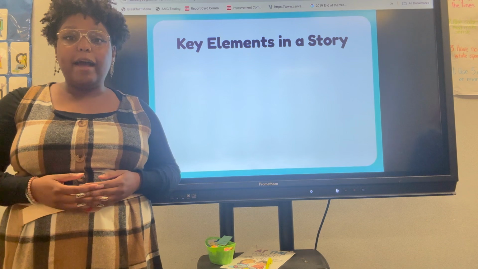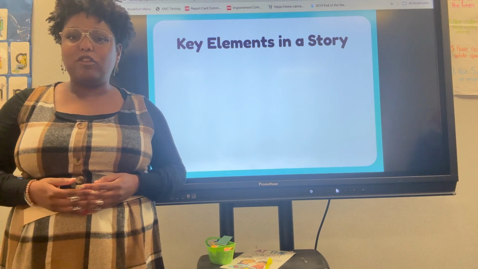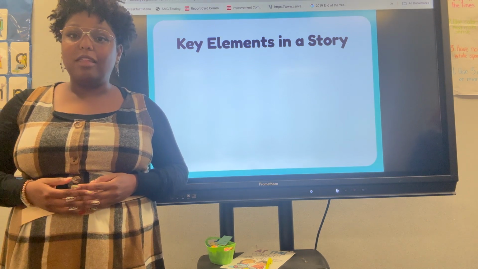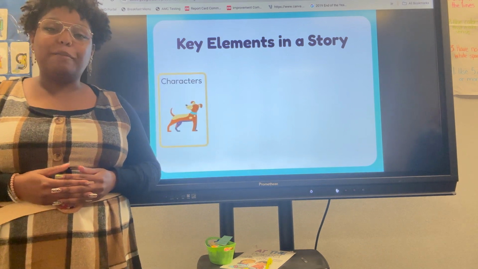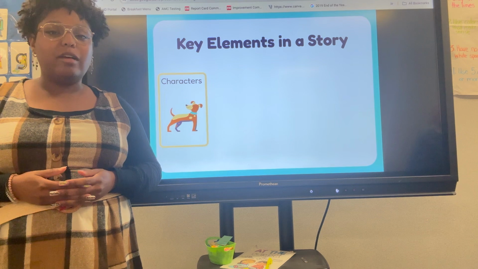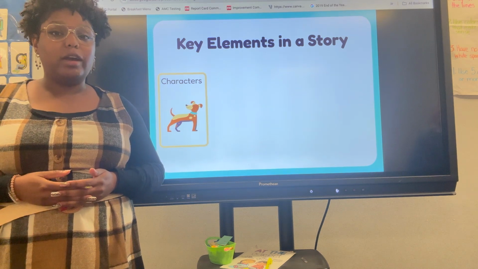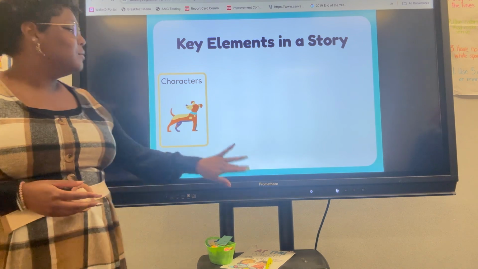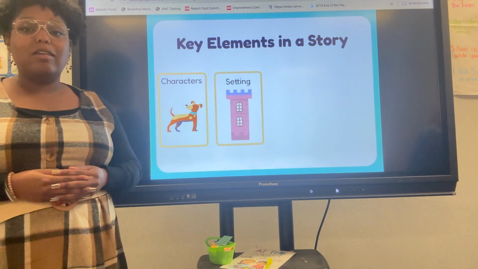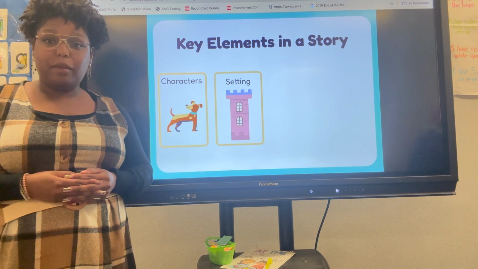There are 4 key elements in the story that we have to remember. The first one is the characters. Characters are people, animals, or objects that are talking in a story. The next key element we have to remember is the setting. The setting is when and where our story takes place.